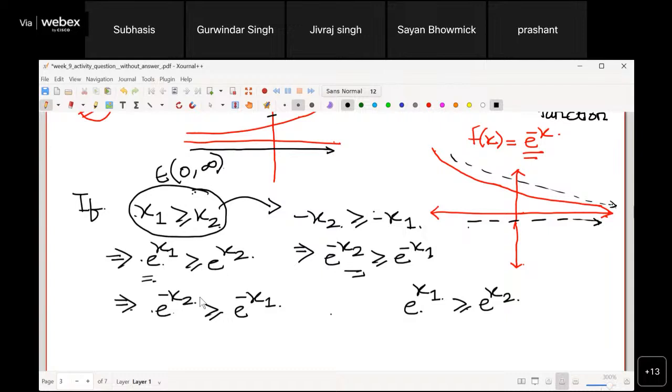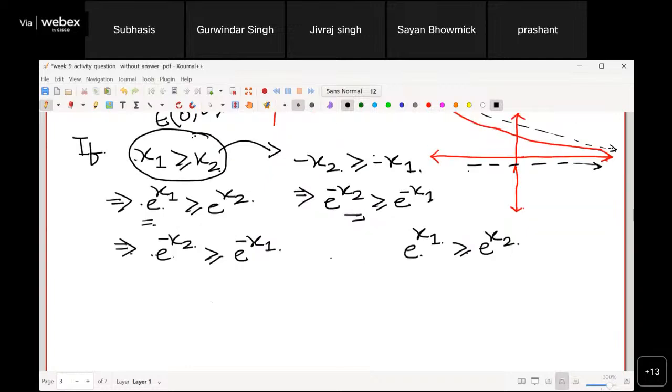No, I guess this is fine, right? Because if A is greater than B, then the reciprocal 1 by B should be greater than 1 by A, right? Yes, sir. That is fine, because if the number is small, then the reciprocal is big. Yes. Okay.